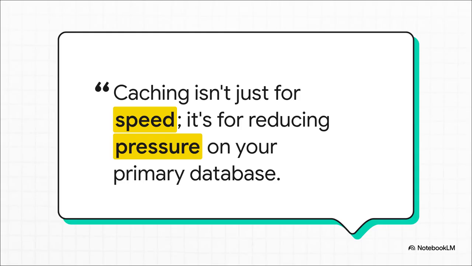And this really gets to the core of it. Caching isn't just about speed. Yes, it makes your app feel way faster to your users, but it also acts like a shock absorber for your whole system. By serving all those common requests from a super fast in-memory layer, you're protecting your main database from getting totally hammered during a big traffic spike.